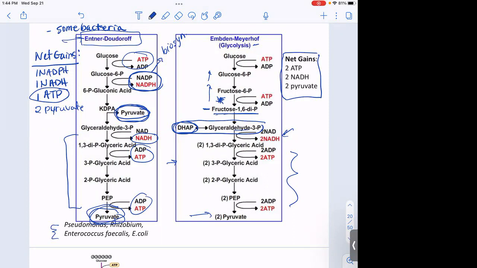Yeah, so how in depth do you need to know this? I would say know what we start out with, know what we finish with, know what we get out of it. What are those net gains? Yeah, so none of the intermediates.